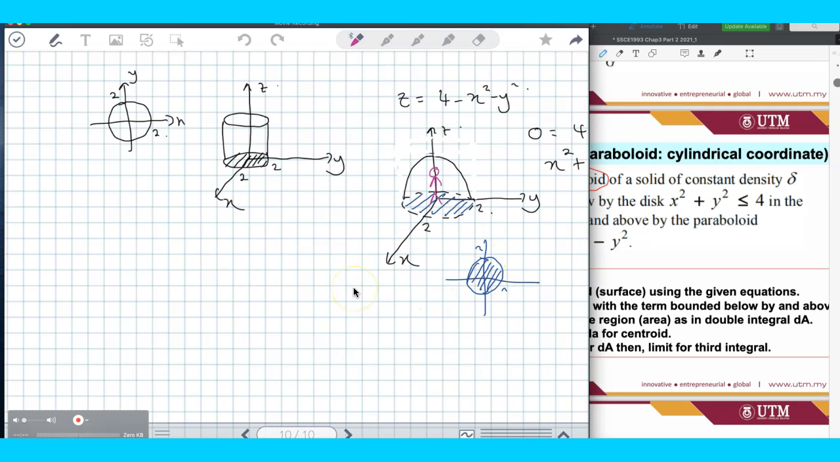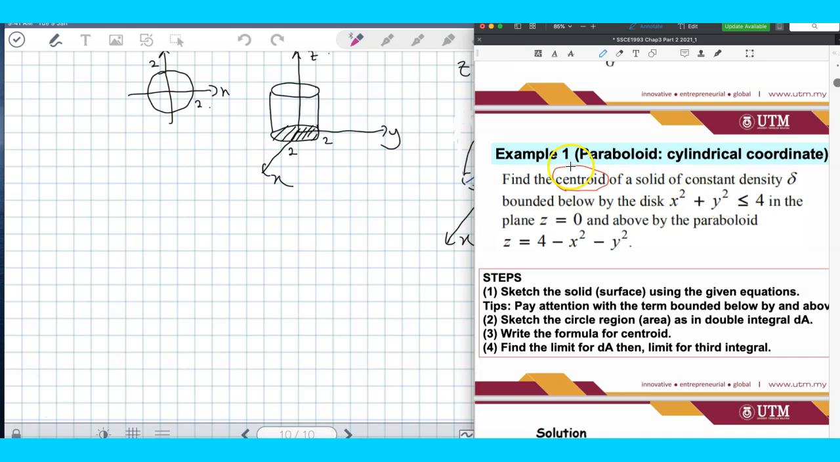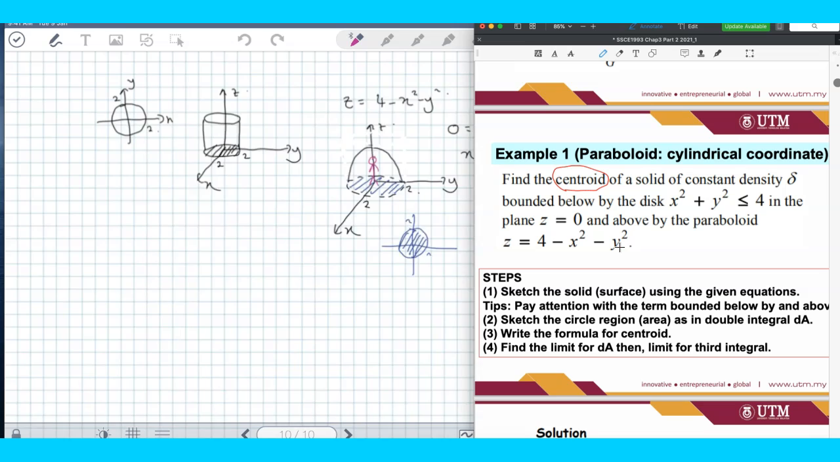So the easiest way here is we solve this using cylindrical coordinates. As you can see here, the instruction has no statement saying that you have to use cylindrical coordinates. That means you can use spherical or Cartesian, but I'm not sure whether you can get the correct answer or not.